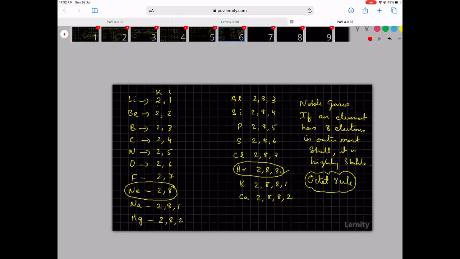So according to the octet rule, please write down, don't just be listening, okay, please write down. According to the octet rule, every element tends to have 8 electrons in the outermost shell.